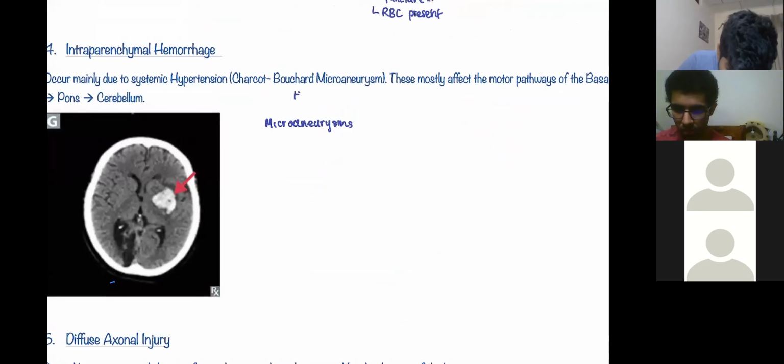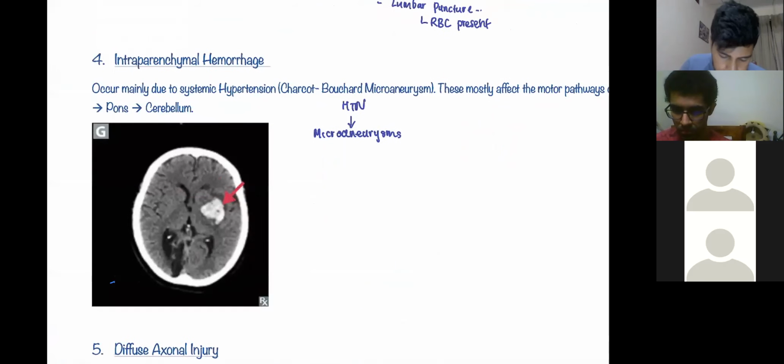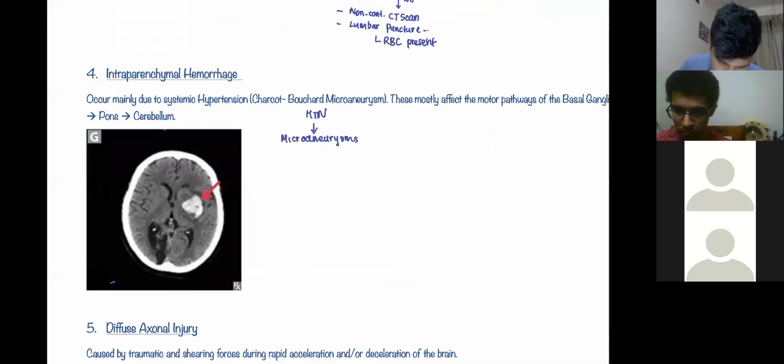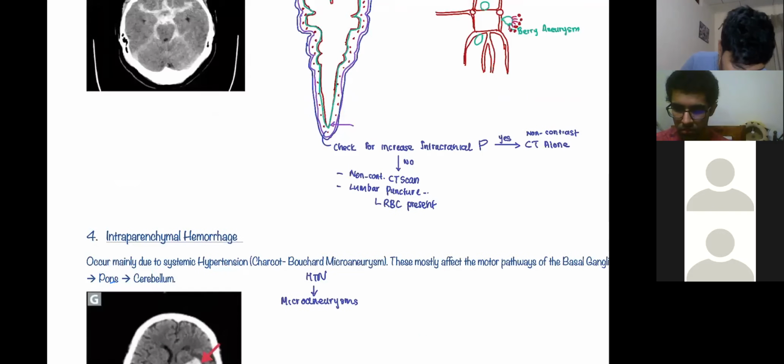And for intraparenchymal hemorrhage, it is microaneurysms, which form due to hypertension. High blood pressure can cause blood to hit the vessels, causing the wall to become weaker, forming aneurysms. This mostly affects the basal ganglia, thalamus, pons, and cerebellum.